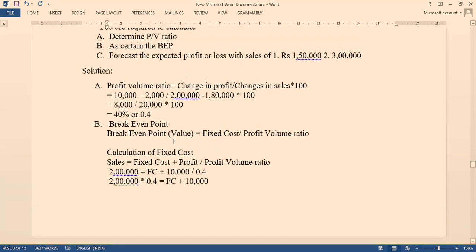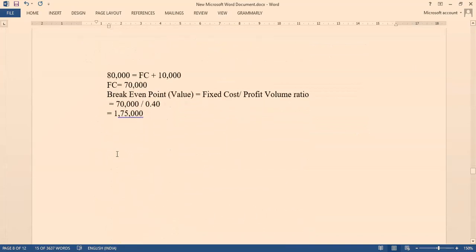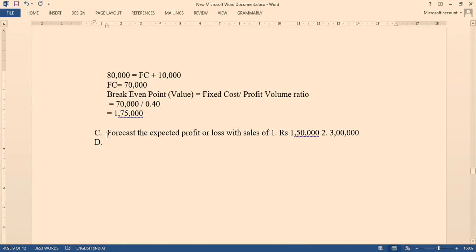Now go back. We have to find part C, the forecast expected profit or loss with a sale of rupees 1 lakh 50,000 and 3 lakh. This is part C. I'll be adding the same question here, and we'll take it one by one.